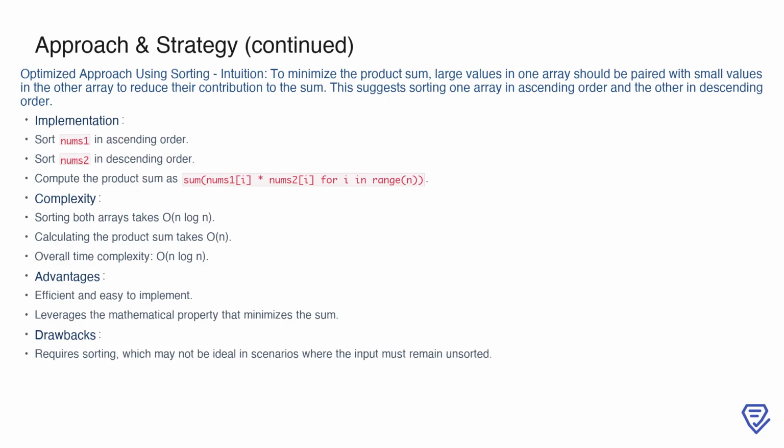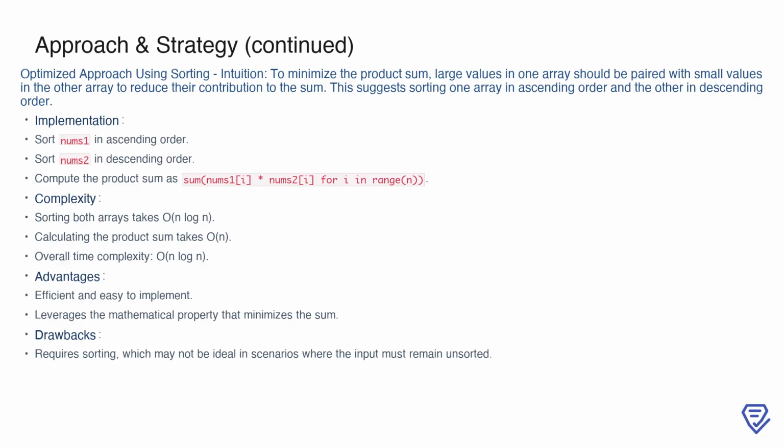A more efficient approach involves leveraging sorting to minimize the product sum. The idea is to pair the largest elements in one array with the smallest elements in the other array, reducing their overall contribution to the sum. To achieve this, we can sort one array in ascending order and the other in descending order. Specifically, we sort nums1 in ascending order and nums2 in descending order. Then, we compute the product sum by iterating through the paired elements and summing up their products.